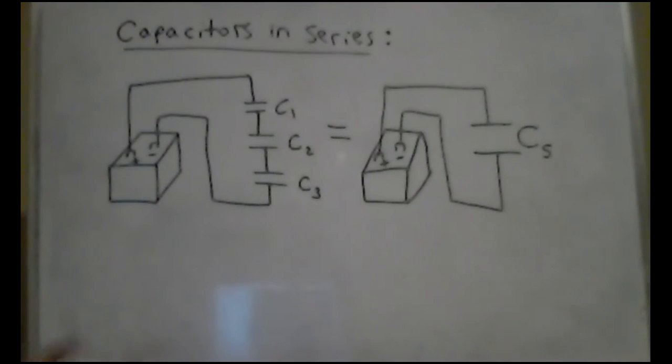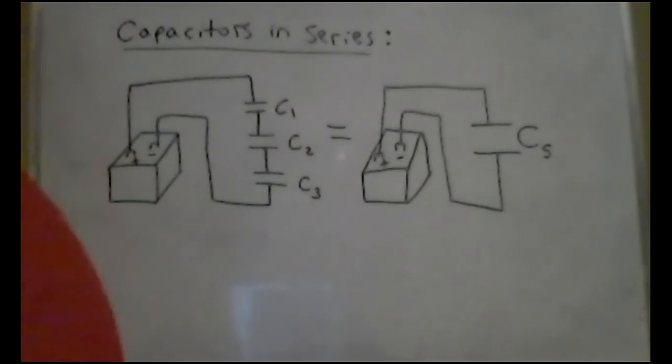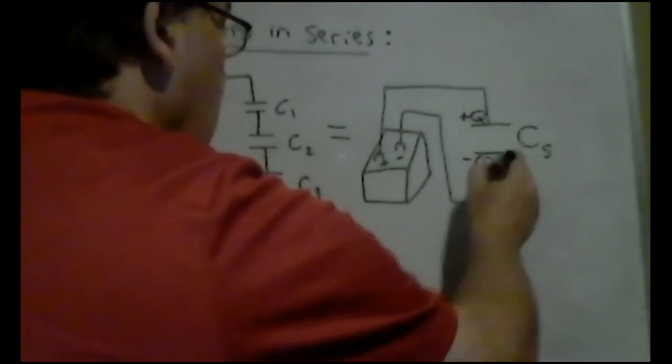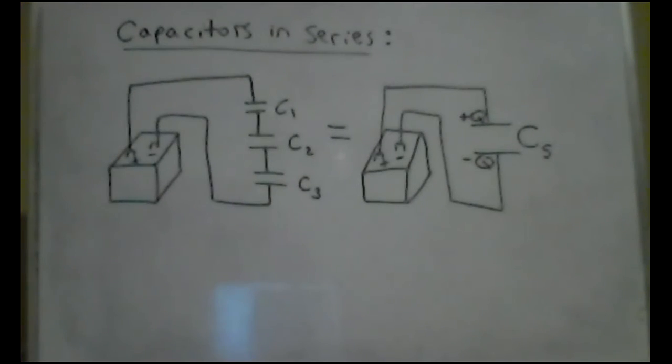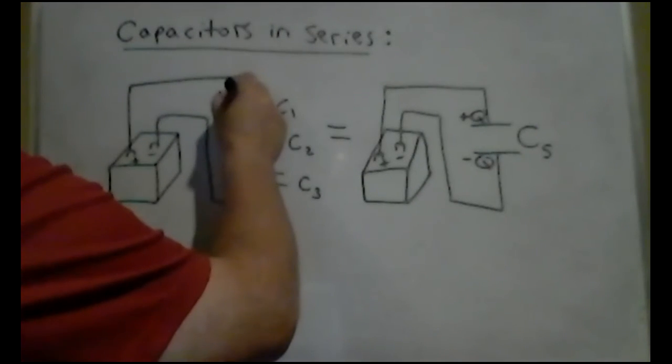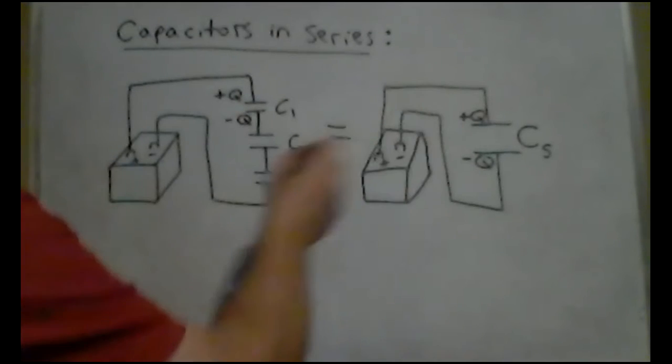Well, first of all, one of the things I have to understand is that, just like I showed you earlier, when I connect a capacitor to a battery, I get a separation of charge. I get a plus Q and a negative Q. Now, I'm going to have a separation of charge on these capacitors as well. It turns out that because of the conservation of charge, each of these capacitors has the same charge separation as the total.